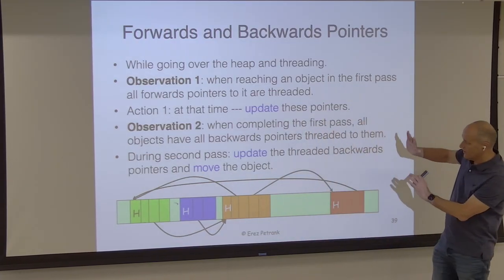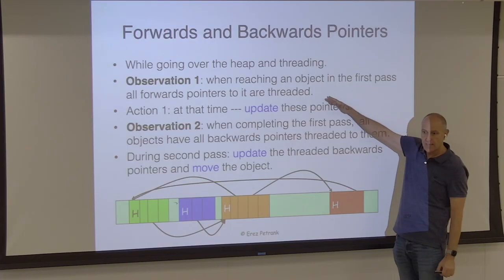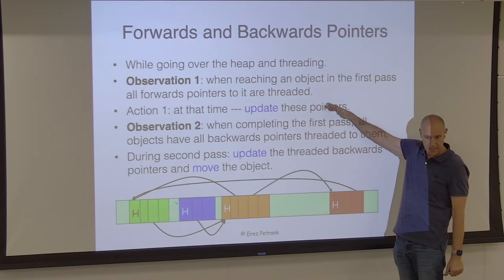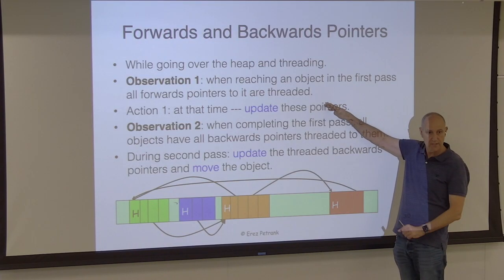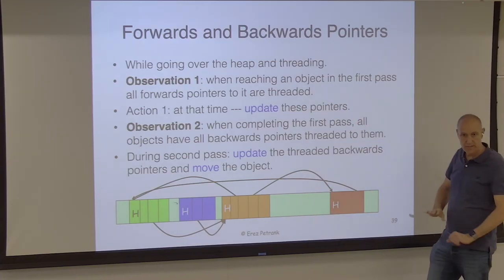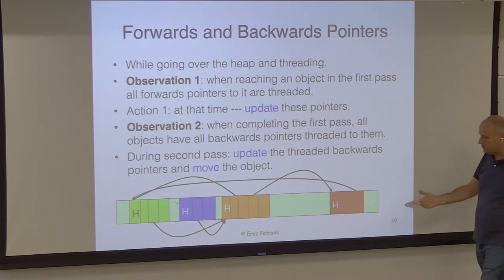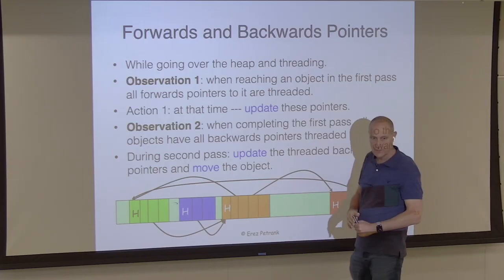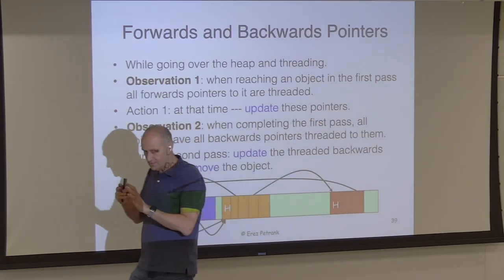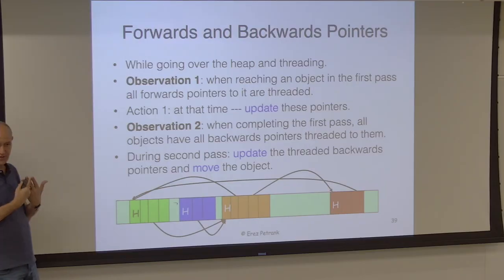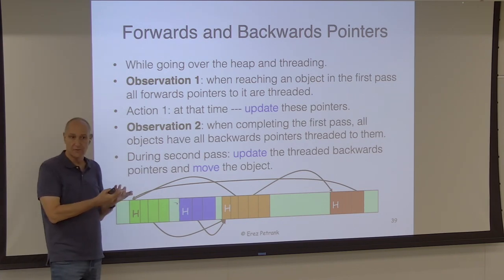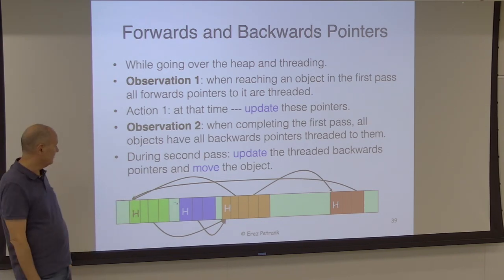So this is the observation. The forwards pointers can be handled at the first pass when I meet the objects the first time. Backwards pointers are guaranteed to be threaded to the objects when I finish the first pass. So this is what happens when I finish the first pass. All the forwards pointers have been fixed. All the backwards pointers are threaded. These are the observations.